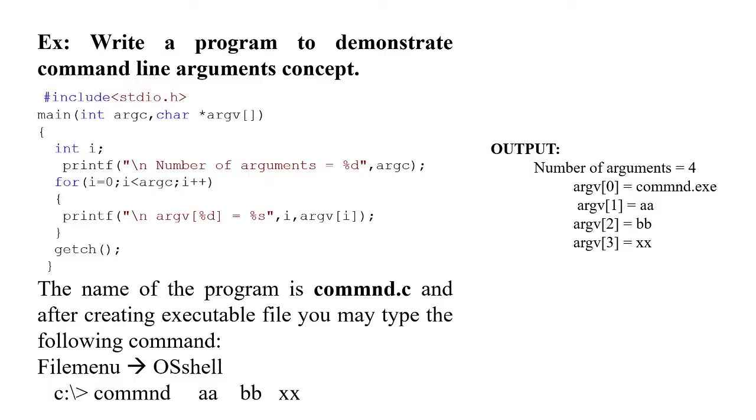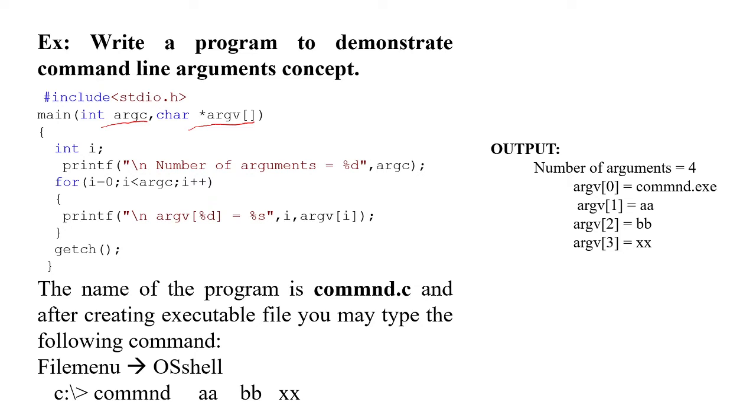So if you look at this program, main is a function with two arguments. One is the argument counter and the other is the argument vector. Just now I told you, right? And the argument vector is declared as a pointer. If you are declaring any particular variable as a pointer, then the memory allocation is the major difference.